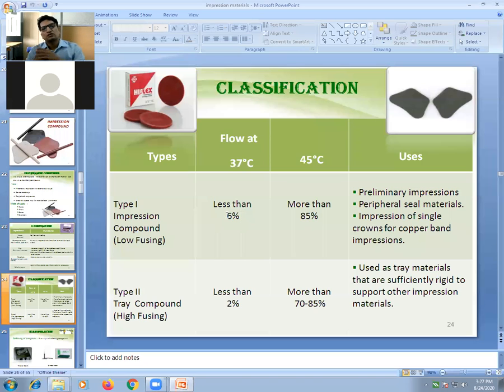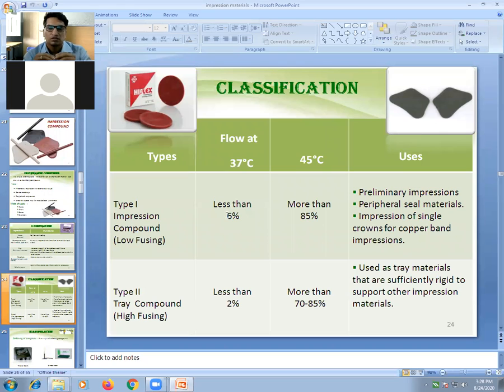Now we are seeing the classification of impression materials: rigid and non-rigid, or elastic and non-elastic. Now we are going to see the classification of impression compound. We have two types: type 1 is impression compound and type 2 is tray compound. Type 1 is used for impression making, that's why it is known as impression compound, whereas type 2 is used for fabrication of a tray, that's why it is known as tray compound.